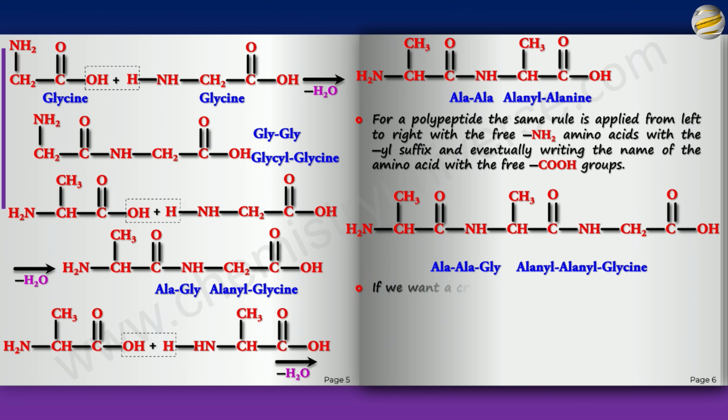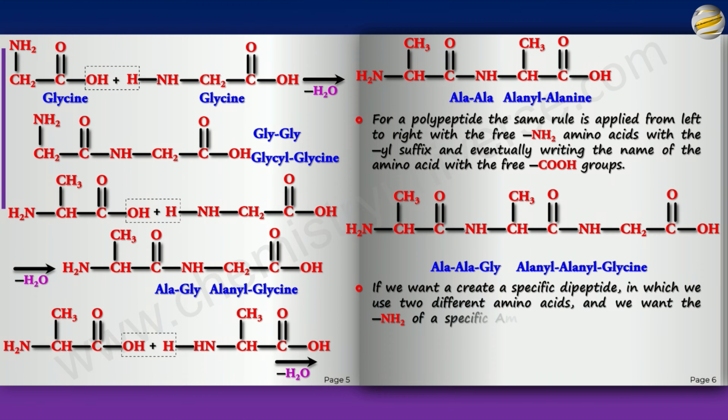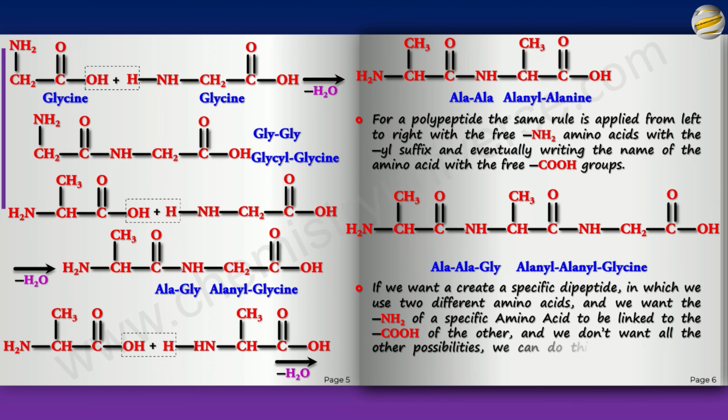Now if you want to create a specific dipeptide in which we use 2 different amino acids, and we want the NH2 of a specific amino acid to be linked to the COOH of the other, and we don't want all the other possibilities, we can do this by blocking the groups that we don't want to be linked.